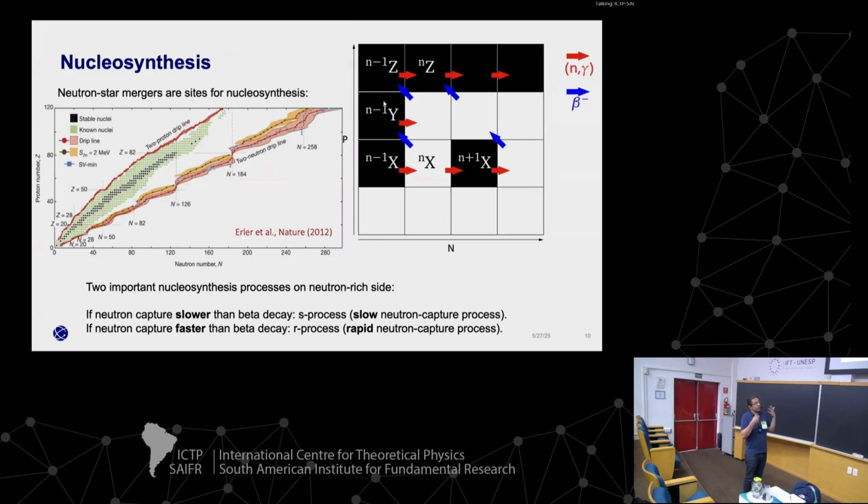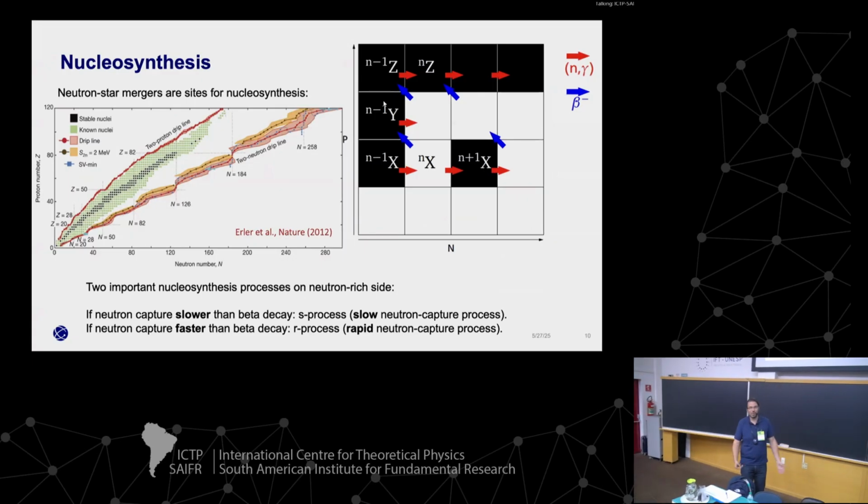And on the neutron-rich side, there are two important nuclear synthesis processes. There's the s process, the slow neutron capture process, which happens when usually the neutron density is very small. So you have a nucleus, it captures a neutron, and before it can capture another neutron, it decays. And then it captures another neutron, decays, and goes on and on. If you have many, many neutrons, you can do the rapid neutron capture process. So you capture a neutron, but before this one can decay, you capture another neutron, and another, and so on and so forth. And so you can really go all the way out to these drip lines.